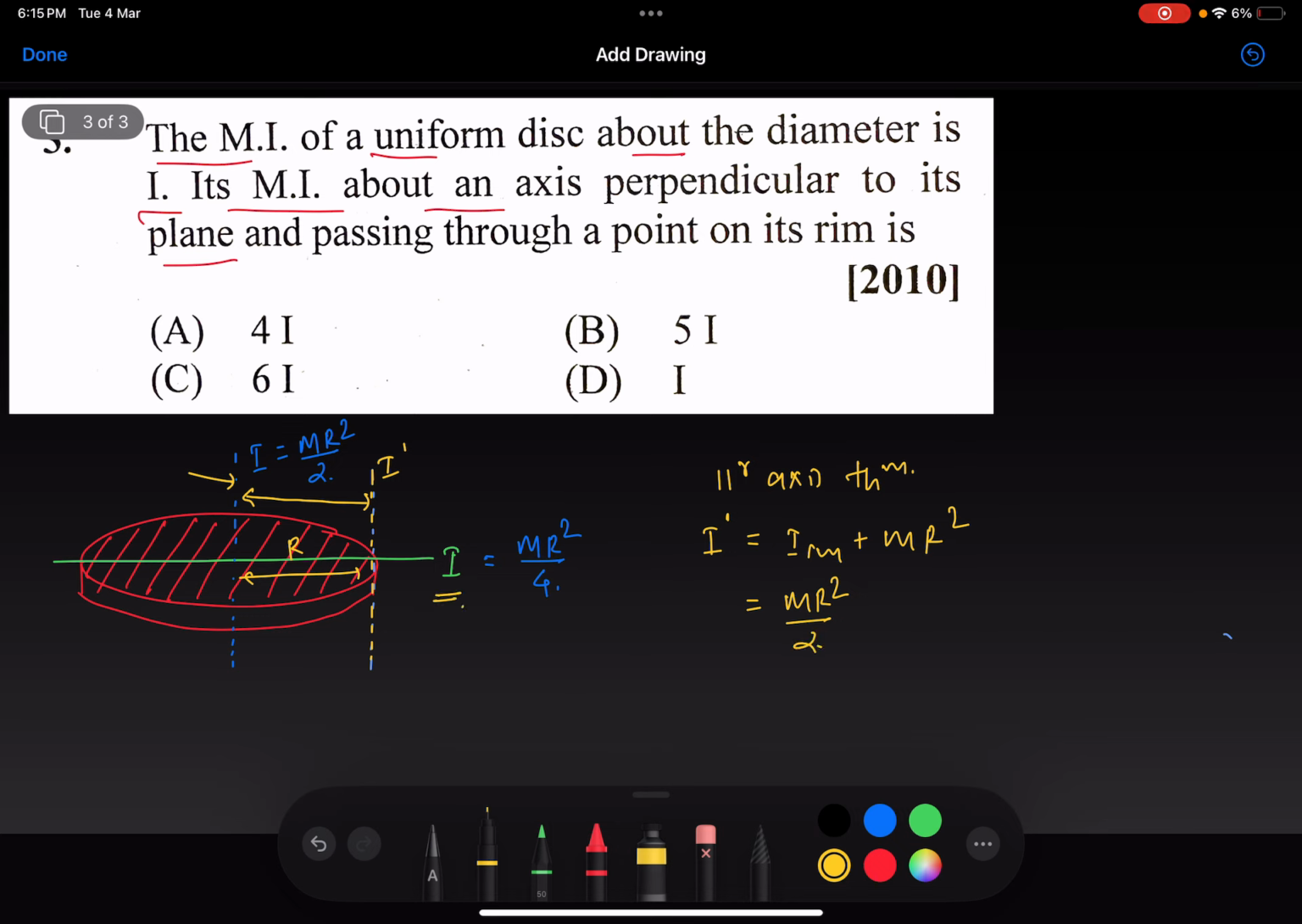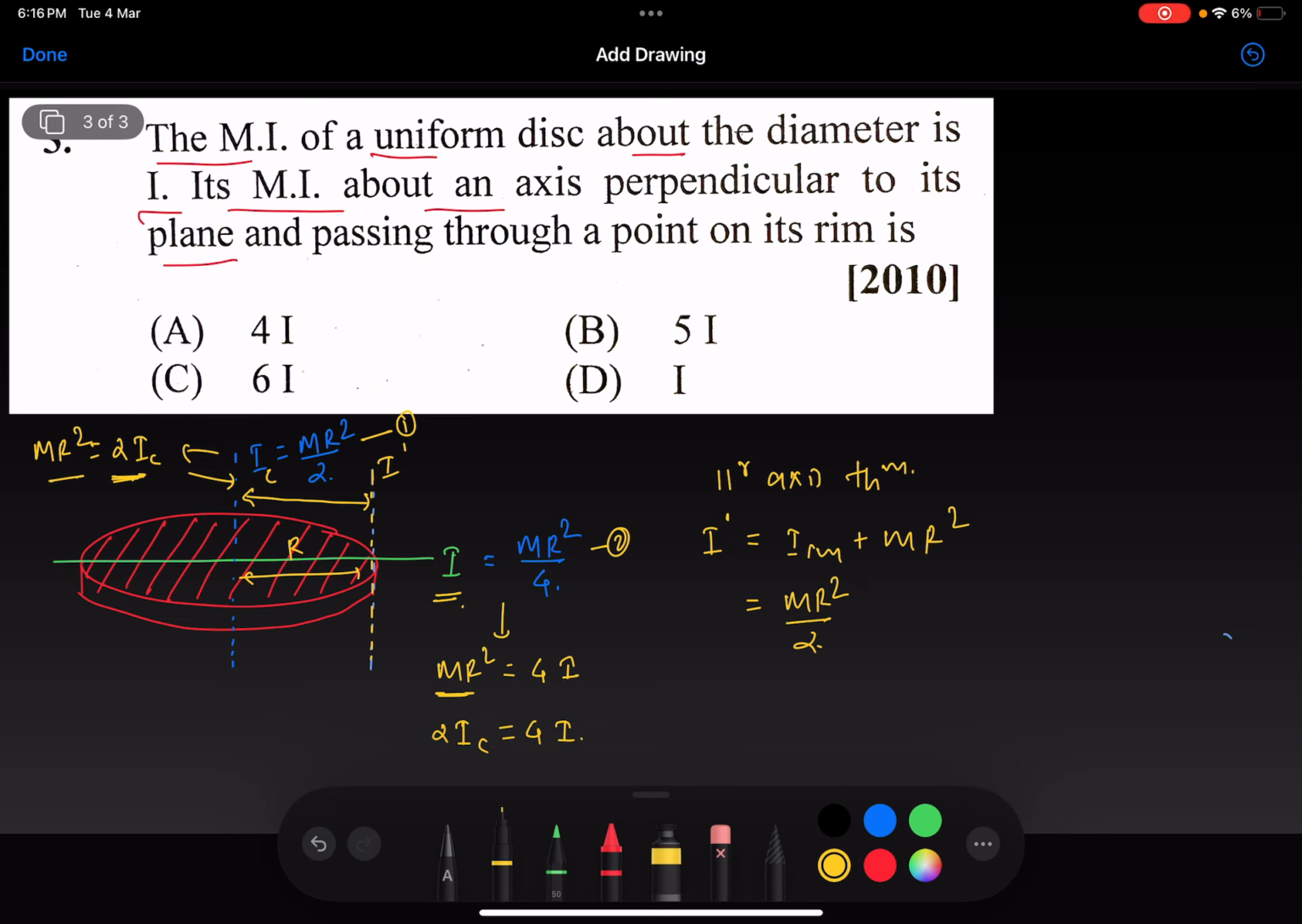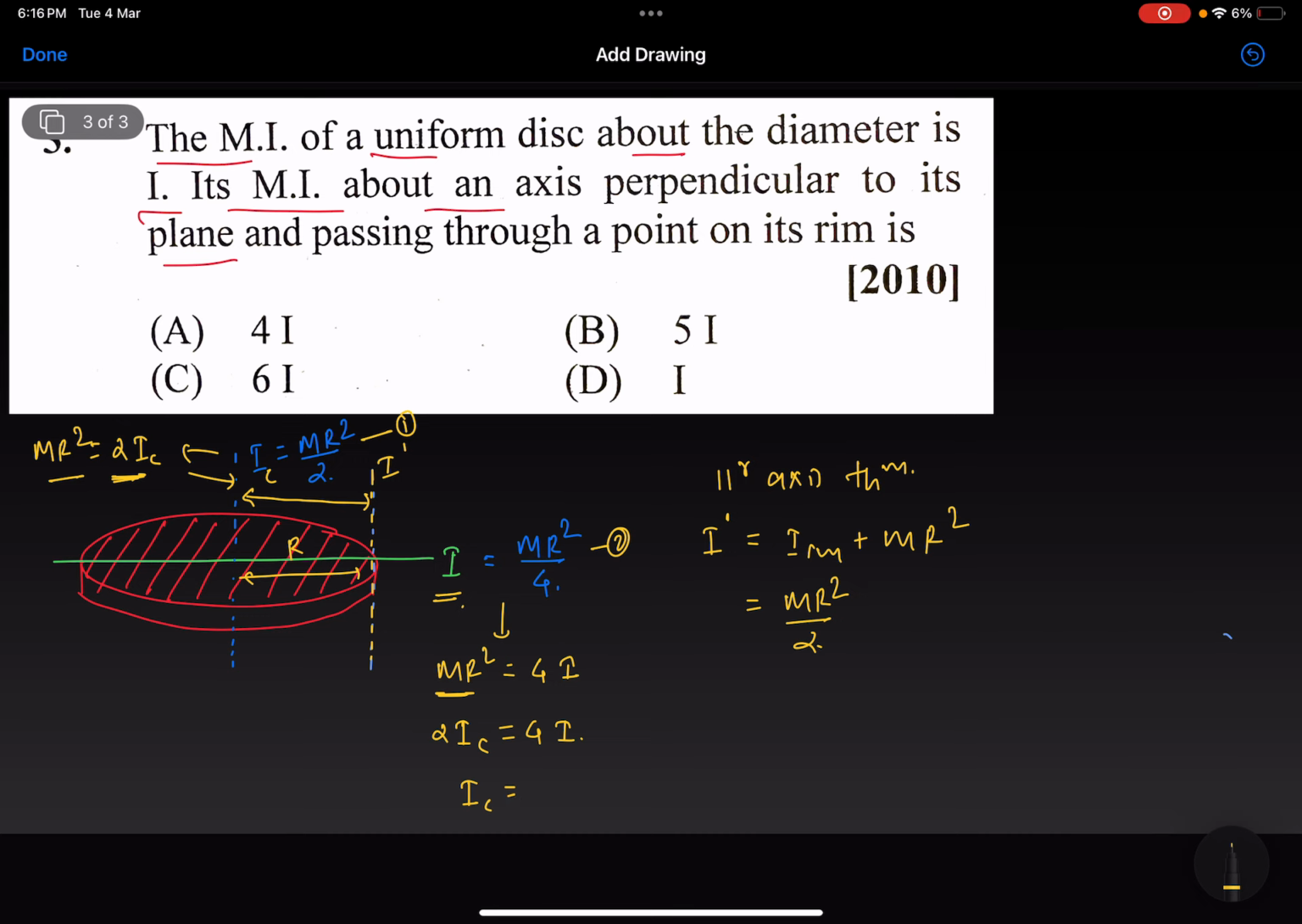Now if I compare the first and this second, this is the moment of inertia about the axis which is passing through the center of mass. So from this I can write mr square equals 4 times I. And from this I can write mr square equals 2 times ICM. So 2 times ICM equals 4 times I. So the moment of inertia if the axis is passing through the center of mass is 2 times I. So instead of this we can write 2I plus mr square.